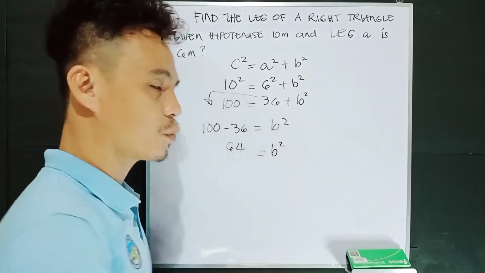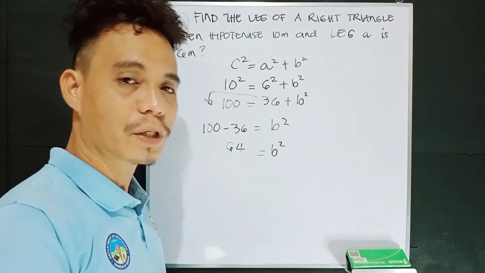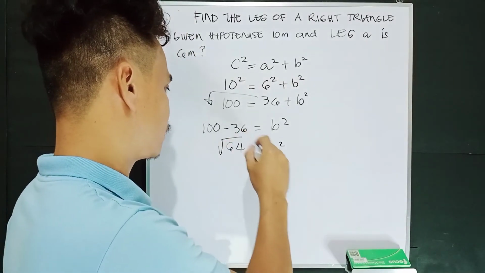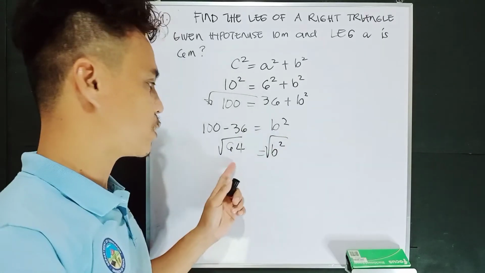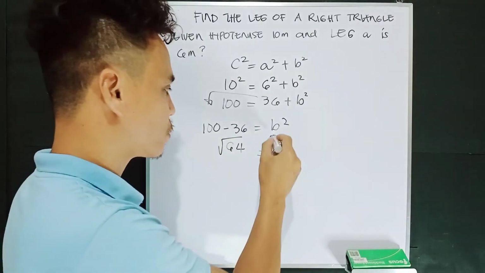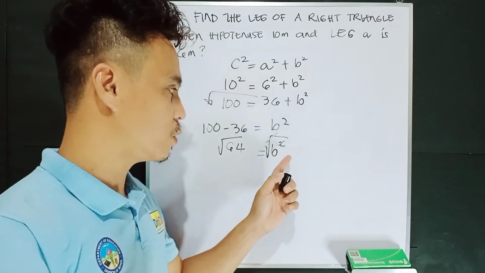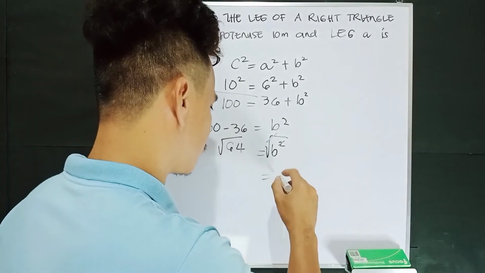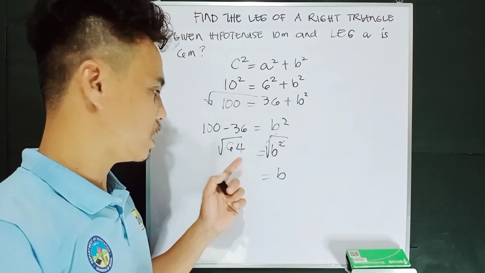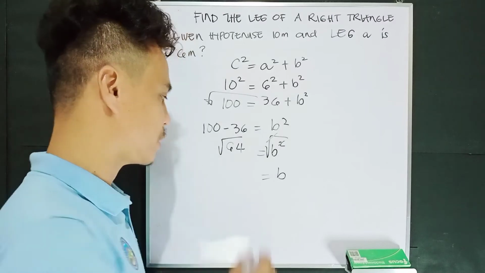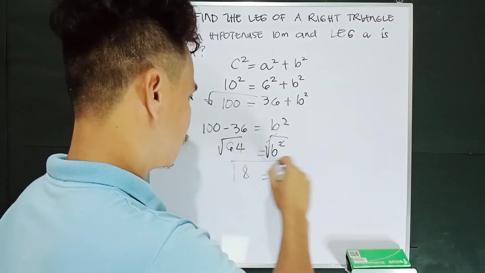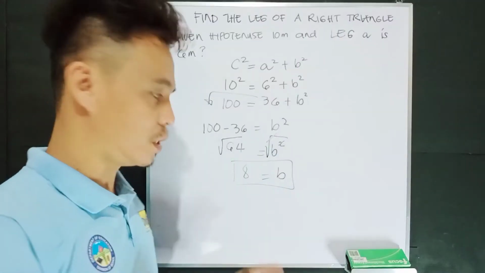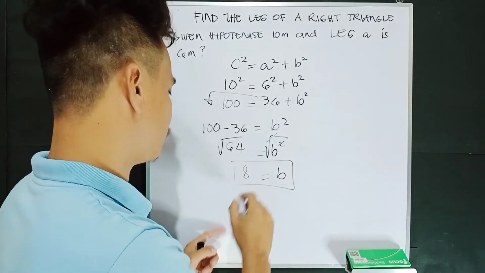So, yung 2 dyan. So, para ma-eliminate natin yan, so gagawin natin is to put radical sign both side of the equation. So, this is square root of 64 and square root of B square. So, since na square root na natin siya, so, eliminate na natin yung 2. So, therefore, matitira natin dyan is yung B. And therefore, square root of 64 is 8. Okay, so therefore guys, leg B now is 8 meters.